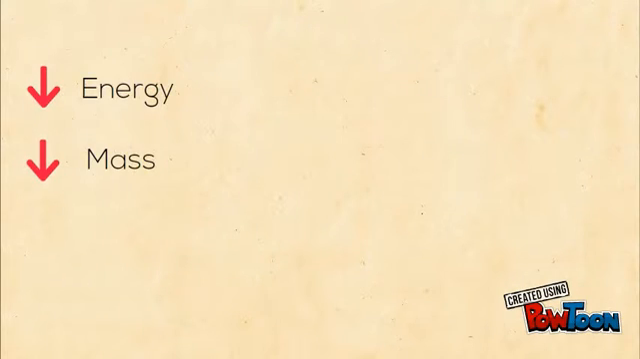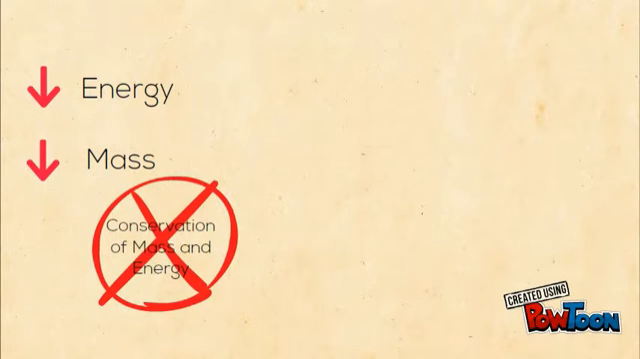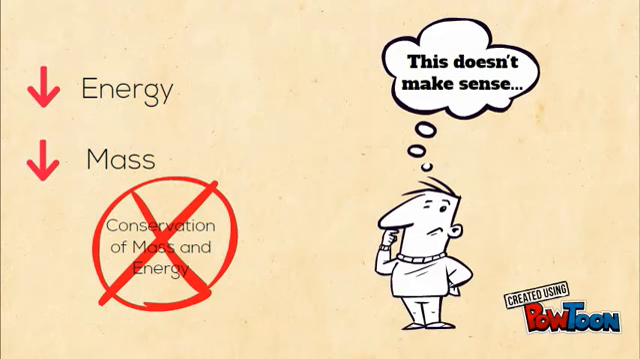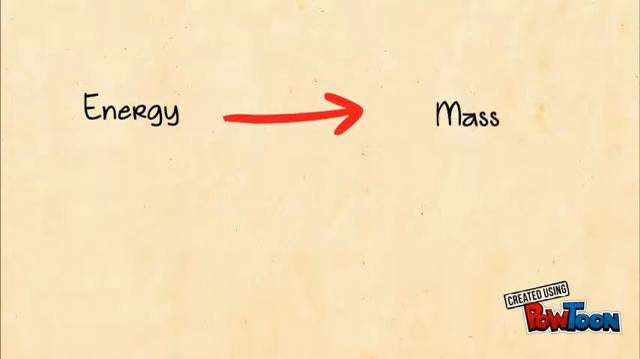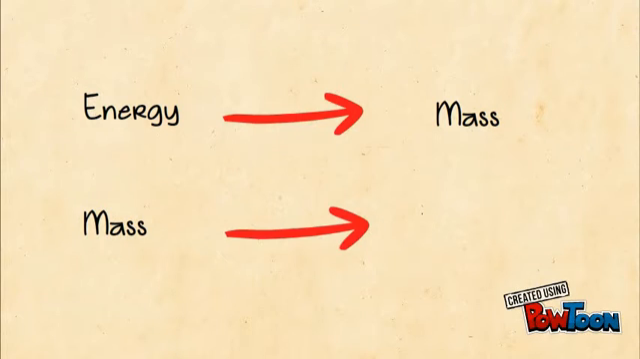However, in some reactions, scientists notice a loss in energy or mass within a system, which would violate the laws of conservation of mass and energy. How can this be possible? This is because within a system, energy can be converted into mass, and mass can be converted into energy.